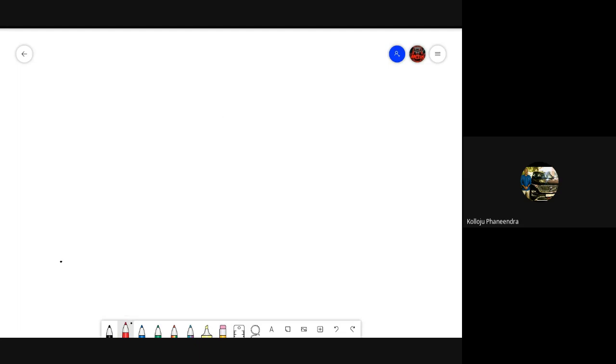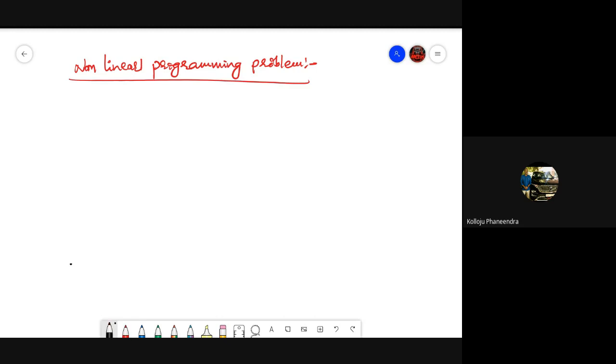Now, nonlinear programming problem. See, already you know the linear programming problem. In LPP, what is the objective function and the constraints? Both are linear.